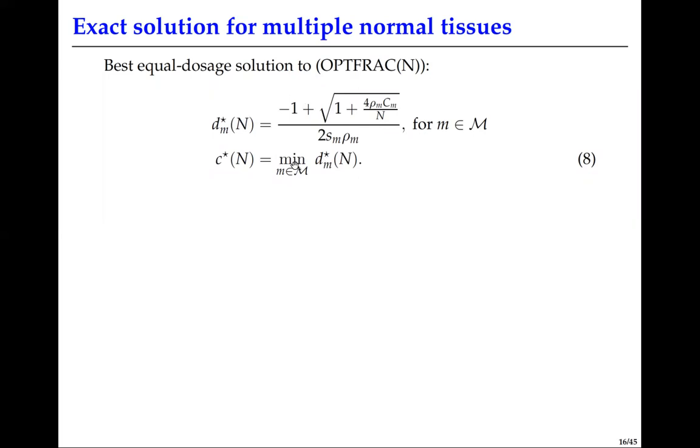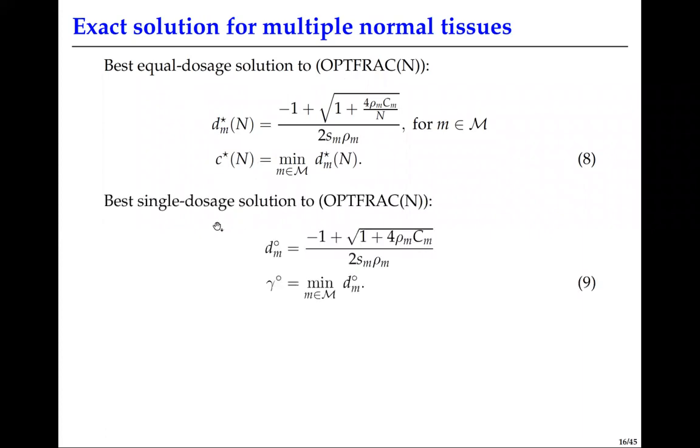And the reason it is the smallest over these doses is because if the dose is bigger than this number, then it is going to violate that particular corresponding normal tissue constraint. And that's why this is sort of the bottleneck dose, if you will. And I'm going to denote that by C star of n. So this is the best equal dosage solution to that particular problem.